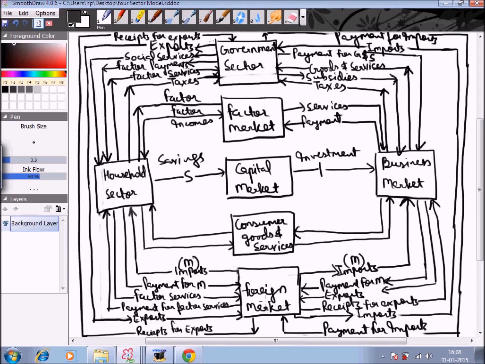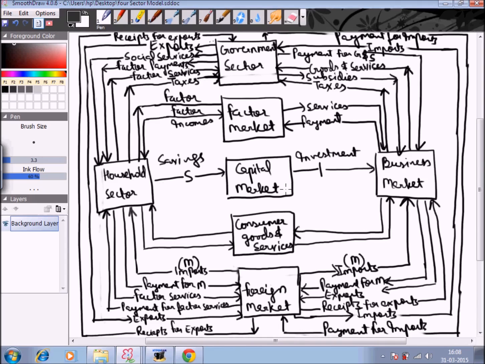Similarly, transactions happen between the foreign market and the government sector. You can see here that the government is providing exports of goods and services to the foreign market, and for that the foreign market is paying for the exports. Similarly, the government sector is paying for the imports from the foreign market. And the internal flow is the same as it was under the three sector model.